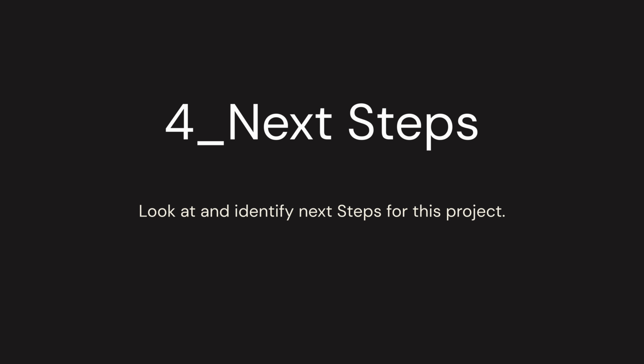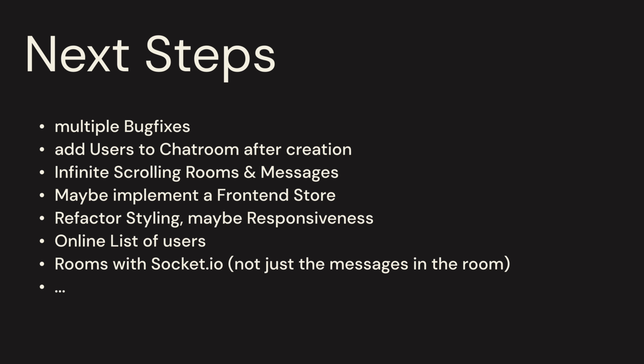So let's take a quick look at the next steps that could follow in the next videos or in the next release versions of this project. So first, of course, fix multiple bugs. So there is always some stuff going wrong. Then another feature could be that we can add users when the chat room is created, or that we can remove users. We could add infinite scrolling for rooms and for messages, and not the simple pagination that we have at the moment.